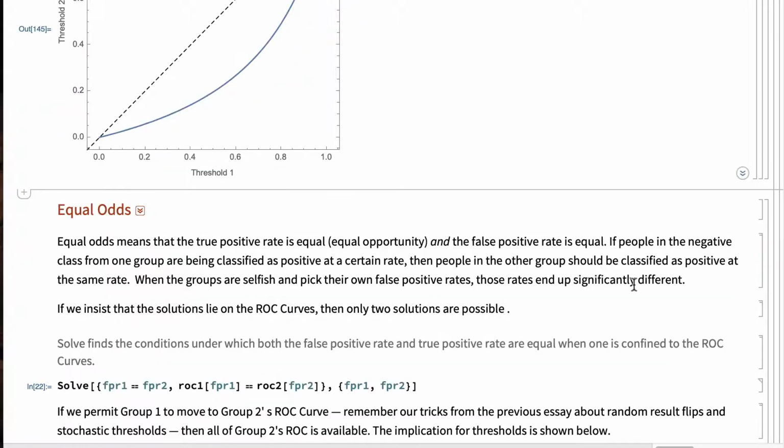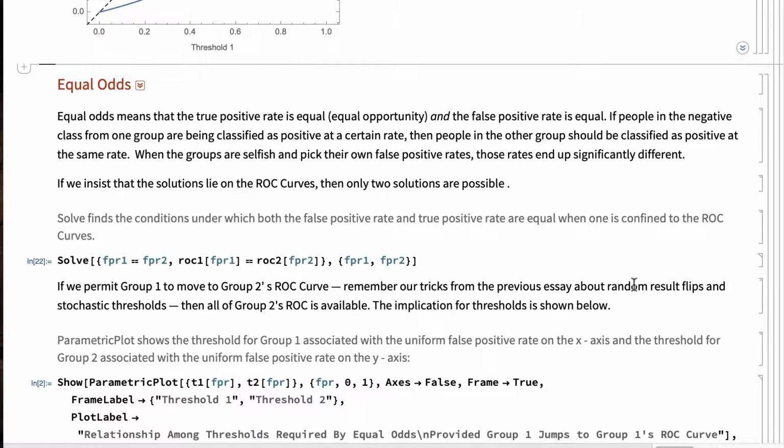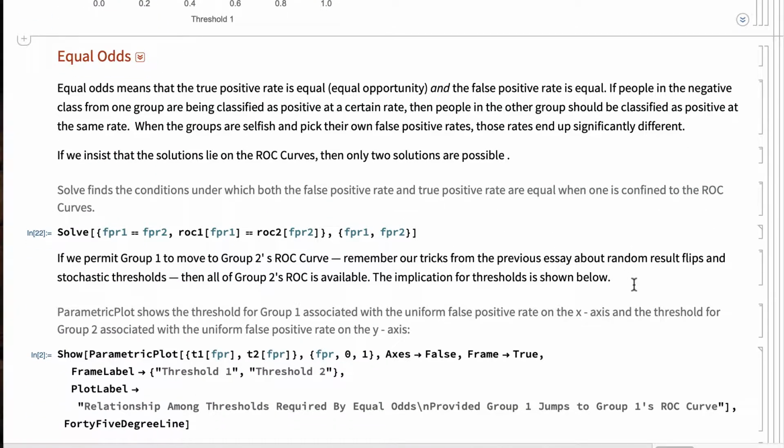The next metric is sort of the toughest one. It's equal odds, and it says not only do we want the true positive rate to be equal, we also want the false positive rate to be equal. This is sort of a combination of equal opportunity and false positive uniformity. And let's see what that does.